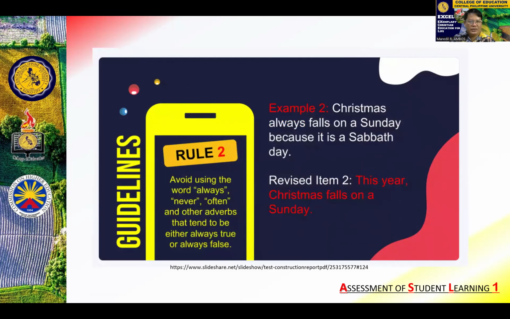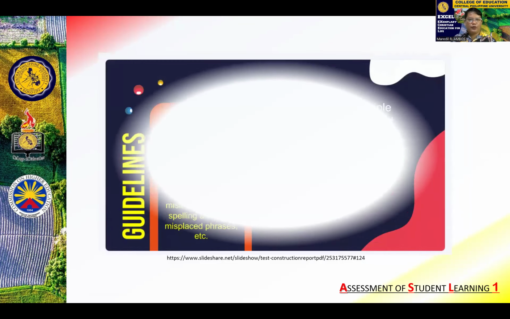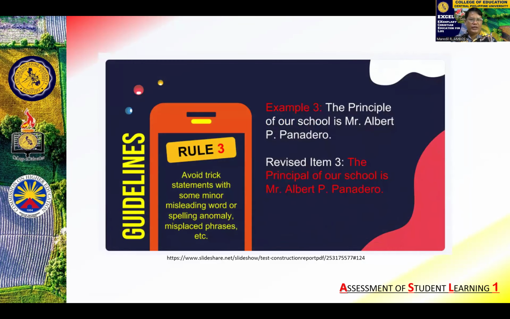The second rule is to avoid using the words always, never, often and other adverbs that tend to be either always true or always false. Example: "Christmas always falls on Sunday because it is a Sabbath day." It's not good. To revise it: "This year Christmas falls on a Sunday," true or false. So that's it.